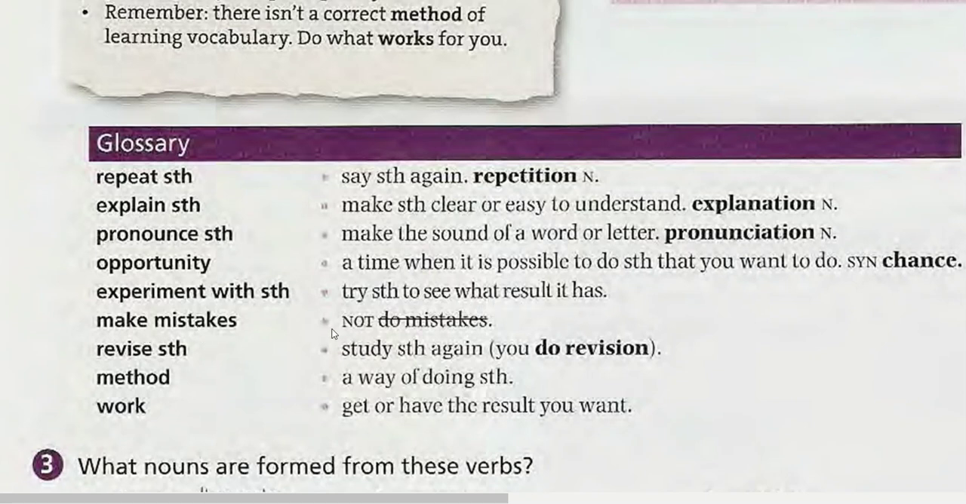Make mistakes, not do mistakes. We use make, not do, for mistakes. Revise something: study something again. You do revision. Method: a way of doing something. Work, in here, do what works for you: get or have the result you want.